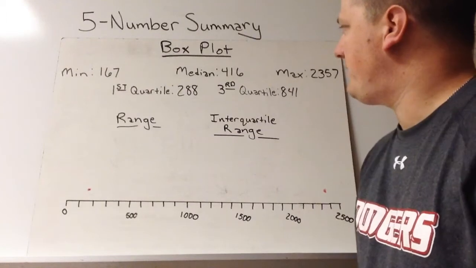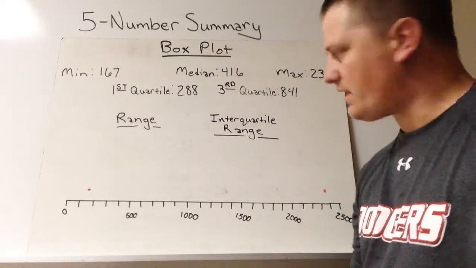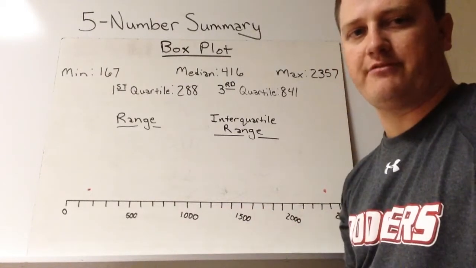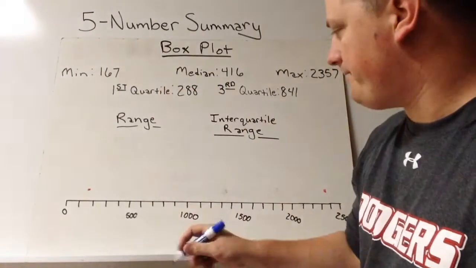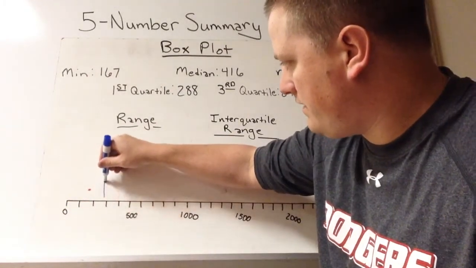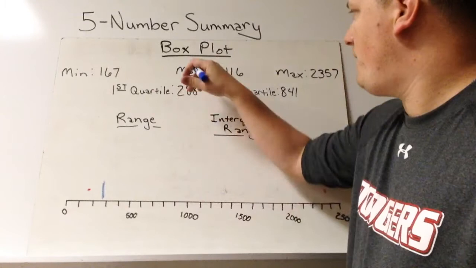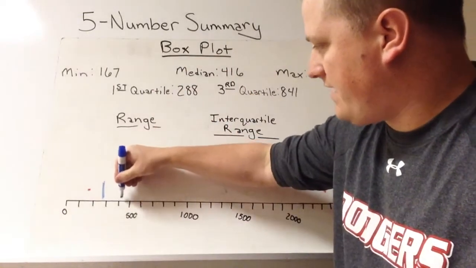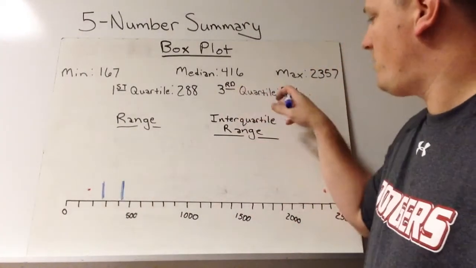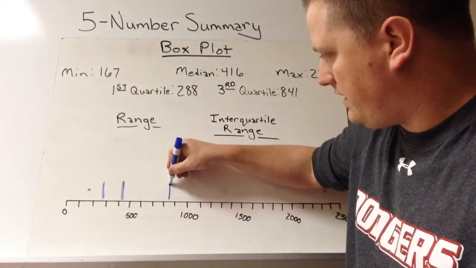Okay. Next thing we need is our quartiles and our medians, and these we use lines instead of dots. So I'm going to use the blue to kind of show the difference here. So we need 288. So 1, 2, here's 3. So 88 would be about there. So we draw a vertical line there. And then we want the median at 416. So here's 4 and 5, 416, about right there. And the third quartile is 841. So 800, 841 would be about here.